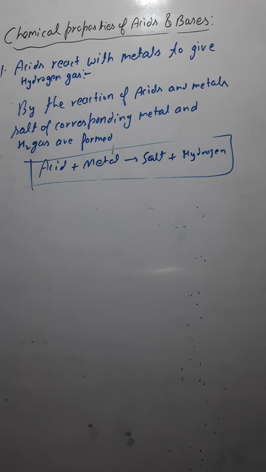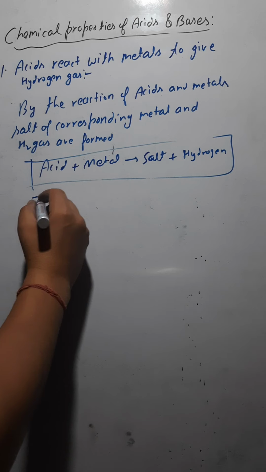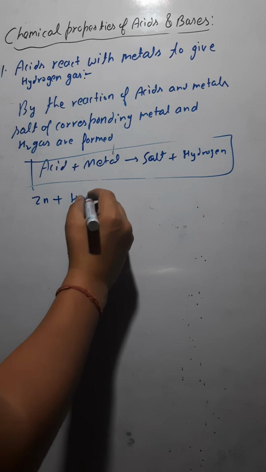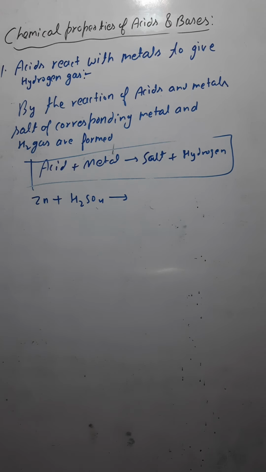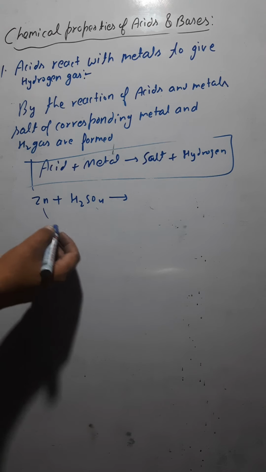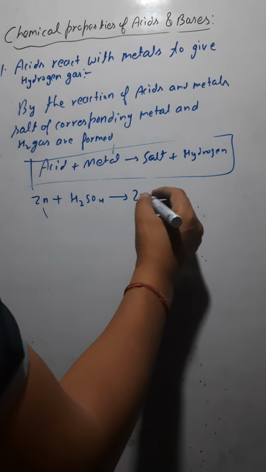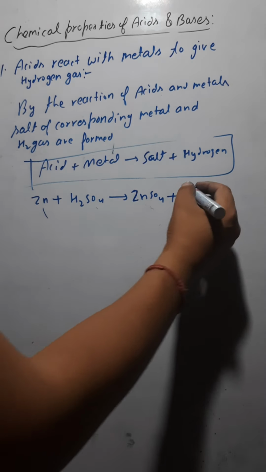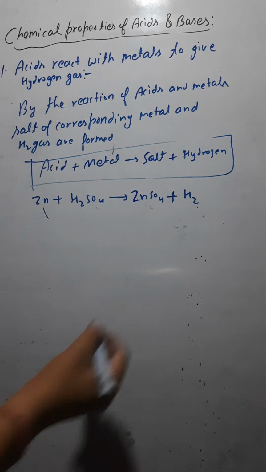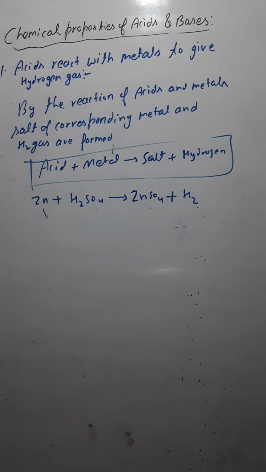Okay, are you getting it? Let's take an example. Let's take a metal, zinc, and it reacts with H2SO4, which is an acid. So metal and acid are reacting. At first they would give the metal salt. The metal salt here is ZnSO4, zinc sulfate. And hydrogen gas is also formed. This is how you would get the reaction.